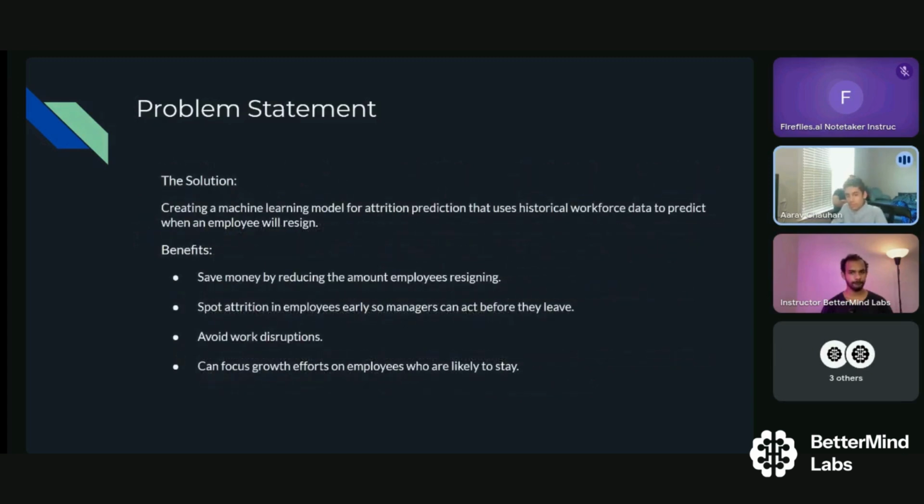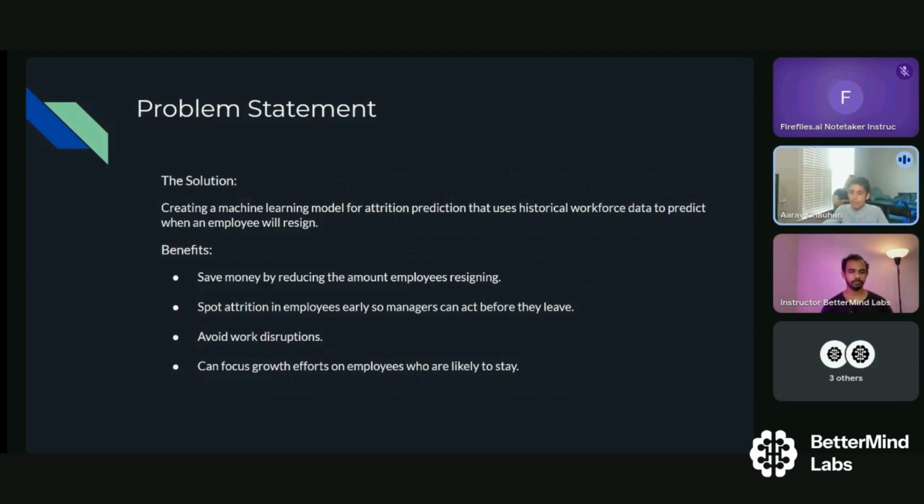Now let's talk about the solution. The solution is creating a machine learning model for attrition prediction. The benefits can be to save money and spot attrition in employees early so managers can act before they leave. They can avoid work disruptions and can focus efforts on employees who are likely to stay.